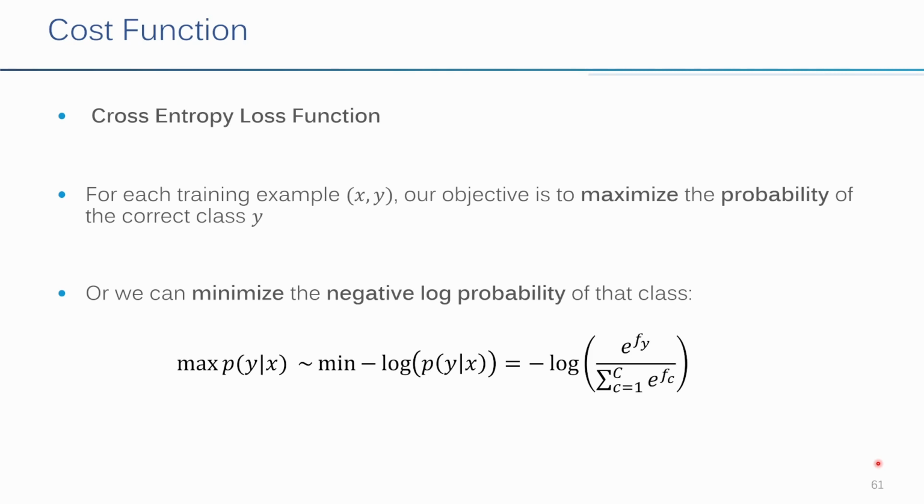So for each training example that we have, x and y, our objective in the end is to maximize the probability for the correct class y. Or, as we saw before, we can minimize the negative log probability of that class. So if I say that I want to maximize the probability of a given label y given x, it is pretty much the same thing as minimizing the negative log of this probability, which we already learned how to calculate.